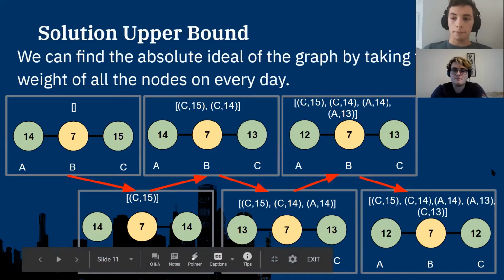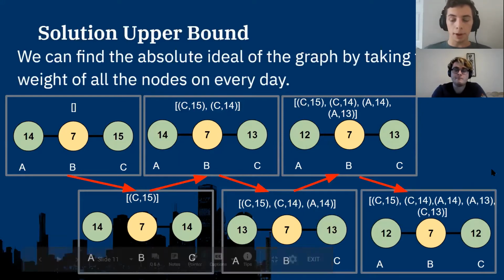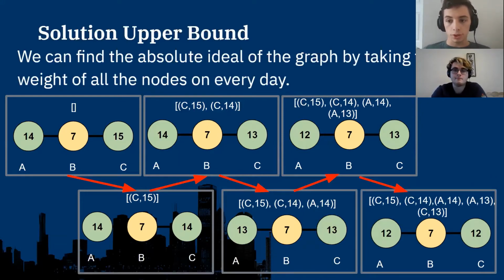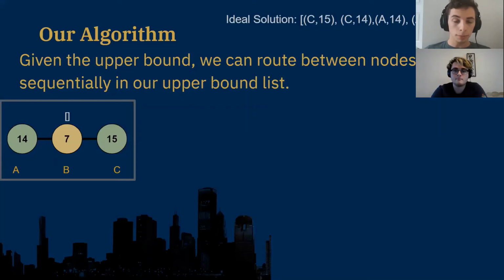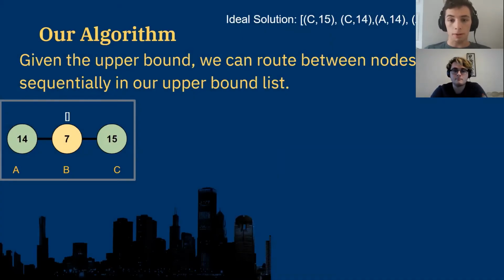So we can generate this list that provides an absolute upper bound to what a solution to this problem would look like. No possible real solution would be better than this. We can then use this upper bound to get an algorithm that we know is within some factor of the optimal solution.